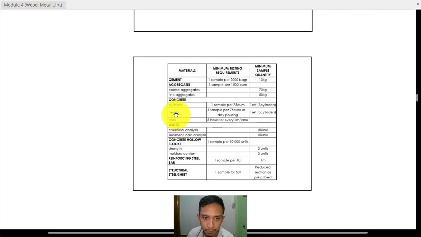So this is for beam, this is for cylinder. This is the shape of your sample. We have what we call the cylinder concrete and then the beam concrete samples. So this is cylinder and that should be beams. Okay, 3 beams.